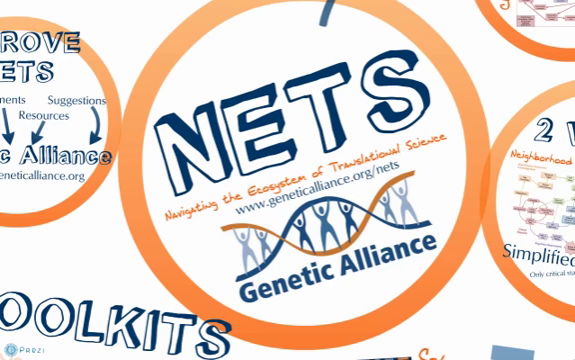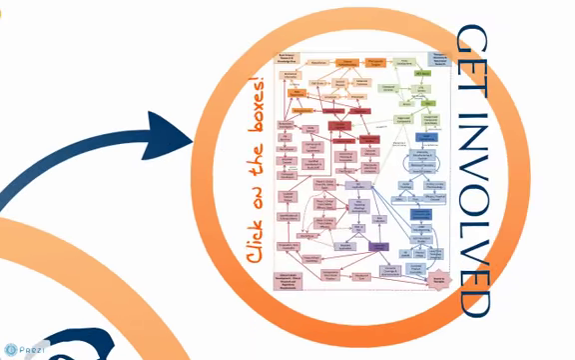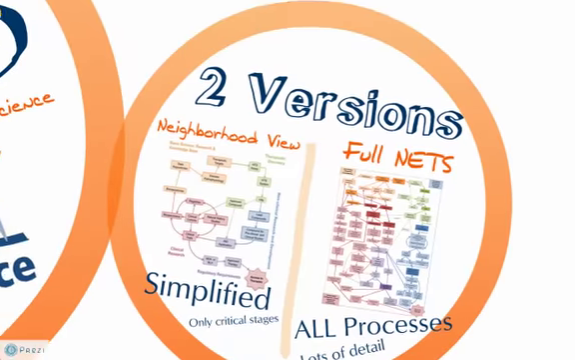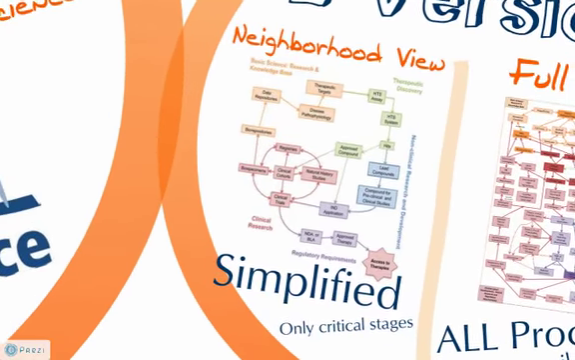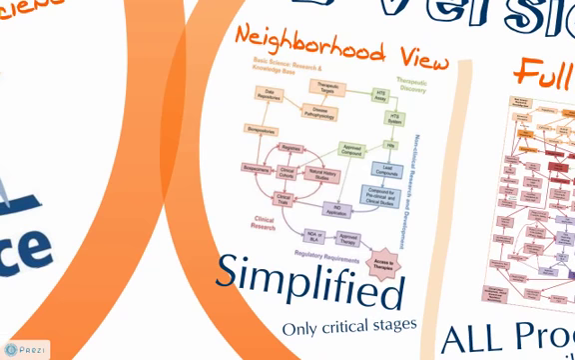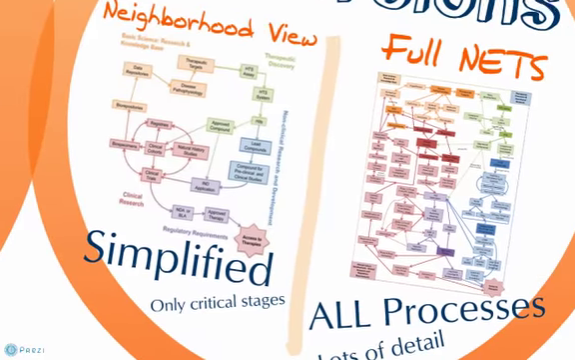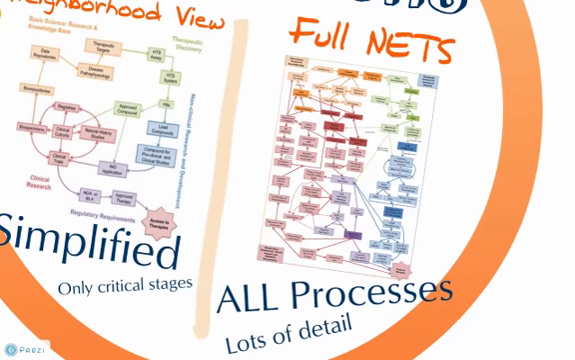NETS is an interactive model of drug development designed by Genetic Alliance to both educate and empower you to get involved in translational science. From the homepage, you can access two different versions of the model. The neighborhood view gives you a more simplified version of the map, highlighting only the most critical pieces in each neighborhood. The full NETS map includes all of the processes involved in drug development in more detail.